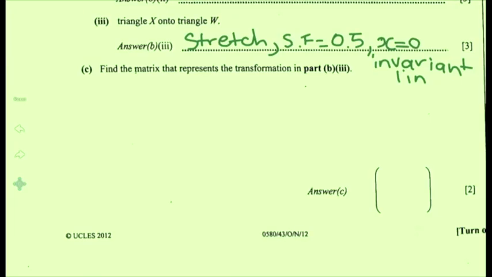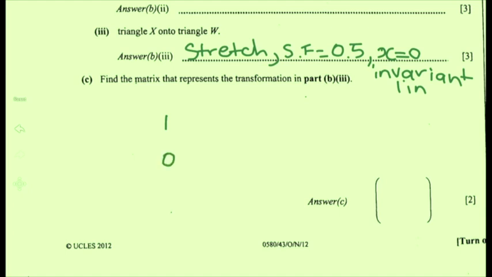Then we can have a look at part C, where you find the matrix that represents the transformation above, that is the transformation in part B. So here you are looking for the matrix which represents that stretch, a stretch with a stretch factor of 0.5 and the y-axis being the invariant line. So in this case, normally, if you look at the identity matrix, it's 1, 0, 0, 1. So that's your identity matrix.